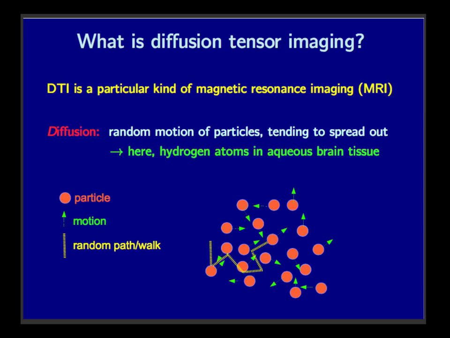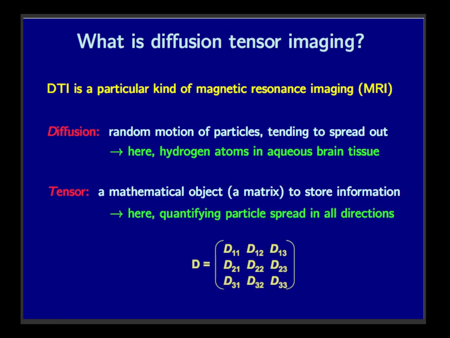And for us, we're looking with MRI, and a lot of times we focus on hydrogen. That's useful for looking at water because water molecules have 2 hydrogens, so they're a natural marker in there already. The tensor is just a mathematical object. It's a matrix to store this information as we gather it. And this is here quantifying how the particles are spreading out in all directions. And we live in a 3-dimensional world, so it's a 3x3 matrix. This tells us about going the x direction, y direction, and z direction.